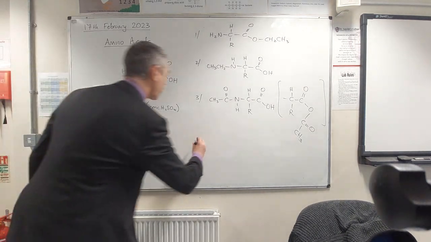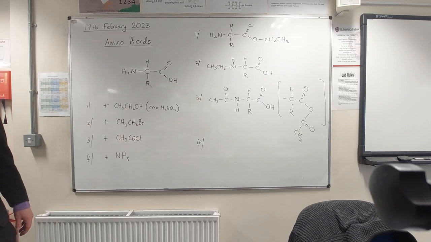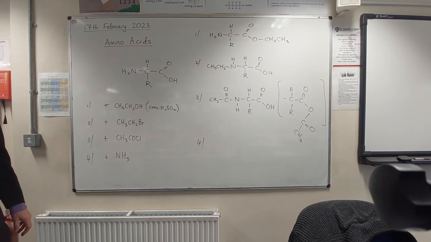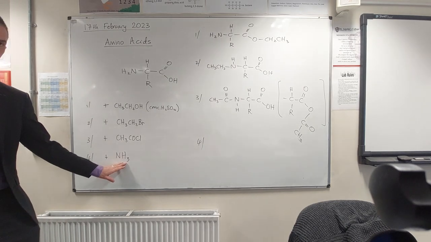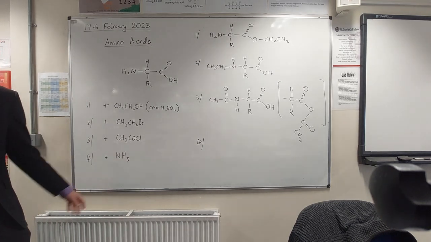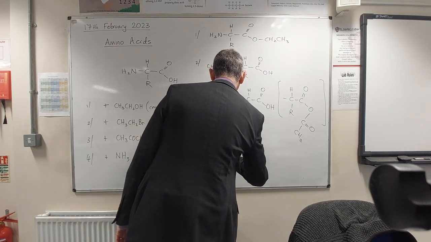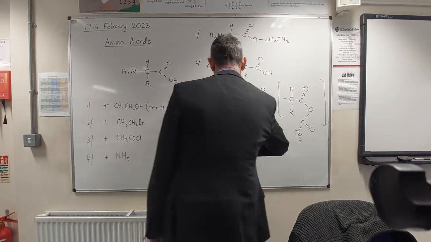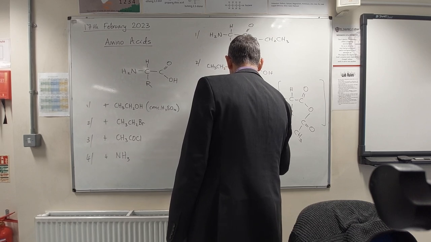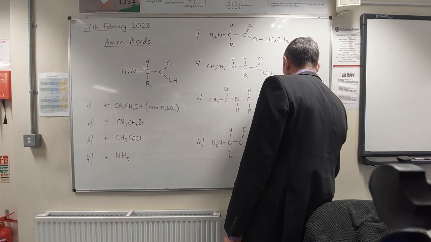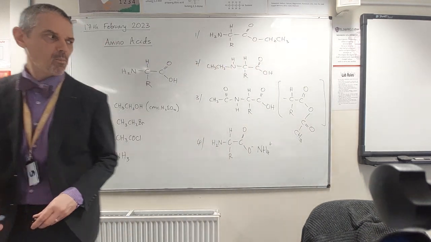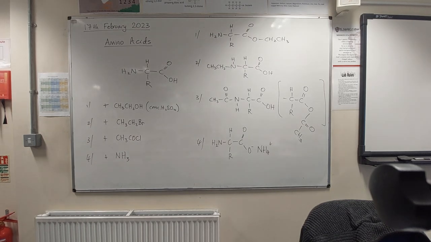And ammonia. What does ammonia react with? Because ammonia is a base. So ammonia is just going to react with the acid end, because ammonia is a base and acids are acids, and acids and bases get together and do their salt thing.